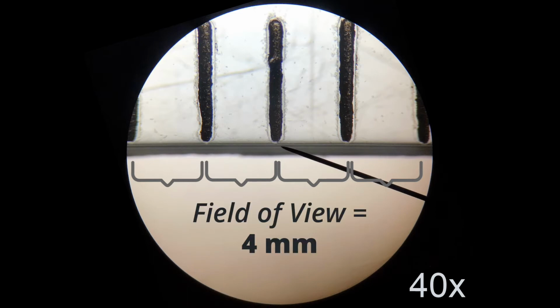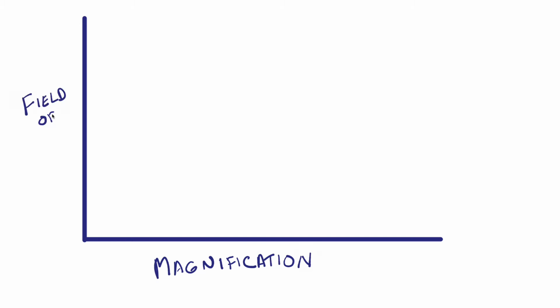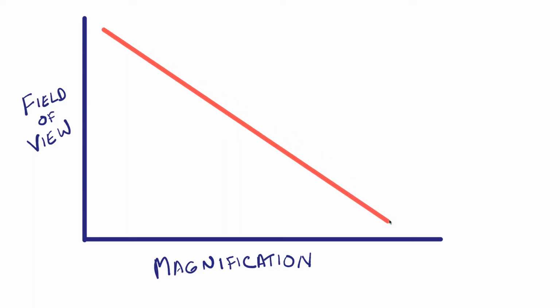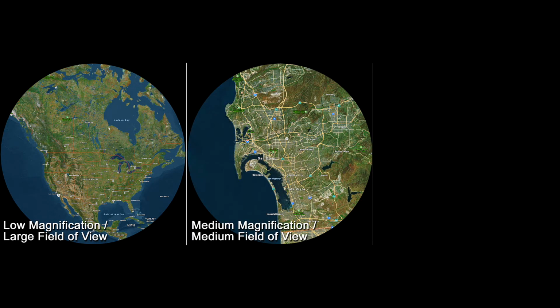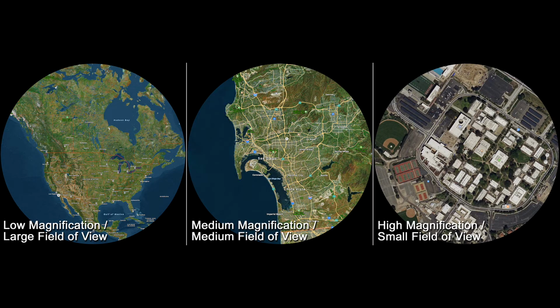Now, of course, you remember there's an inverse relationship between magnification and field of view. That means that as magnification increases, the field of view decreases, right? So you can think of this like you would look at a map online. At a low magnification, you can see most of the country, but as you increase the magnification, you'll see just the city, or even just our college if we use a higher magnification.